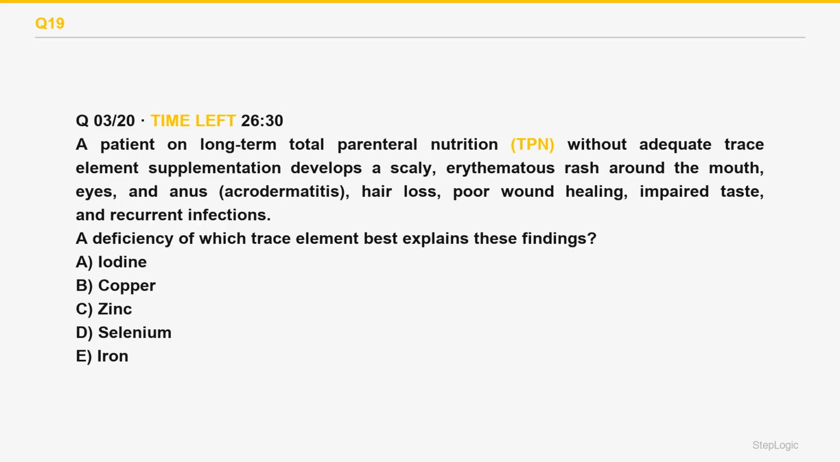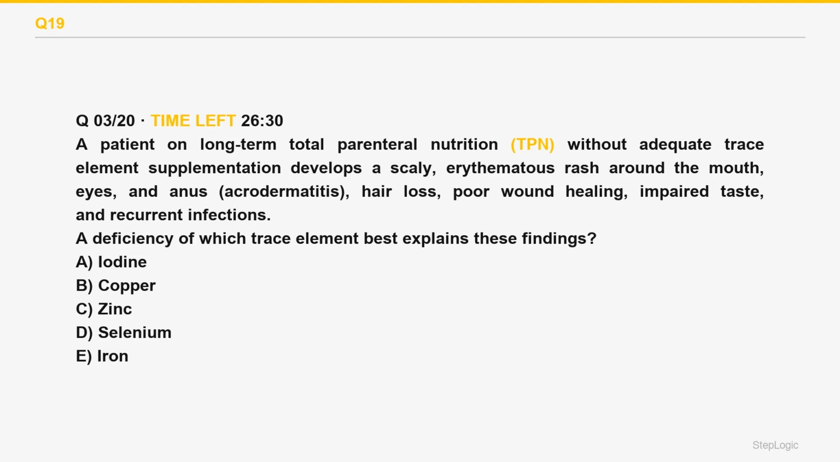A deficiency of which trace element best explains these findings? A patient on long-term total parenteral nutrition, TPN, without adequate trace element supplementation develops a scaly erythematous rash around the mouth, eyes, and anus. Acrodermatitis, hair loss, poor wound healing, impaired taste, and recurrent infections.